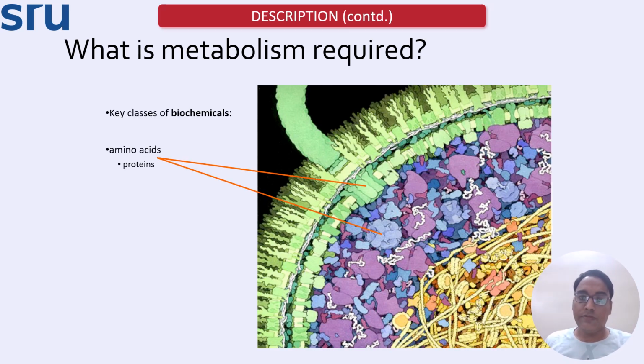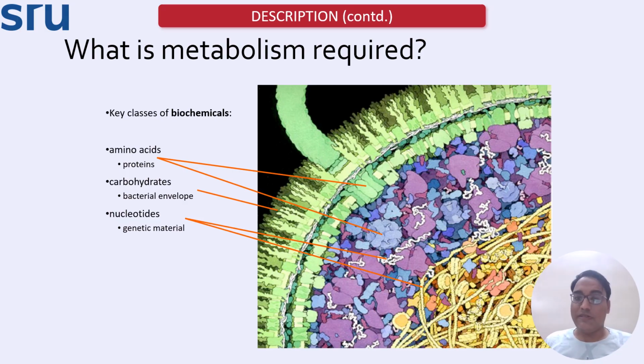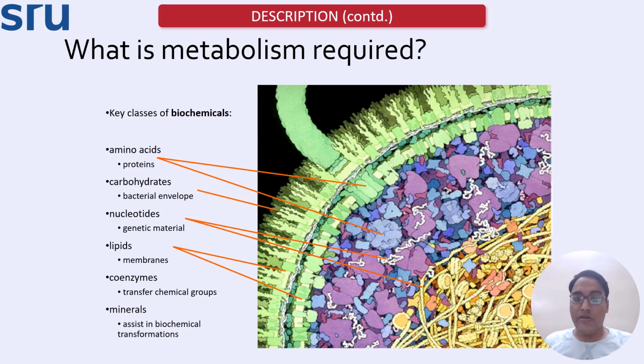See, I'm showing here amino acids and proteins, carbohydrates, nucleotides, lipids, coenzymes, minerals. So many categories of molecules, which are woven together. Nature has woven them together to guide certain functions properly at a proper rate, so that no fluctuations or changes happen. Otherwise, it will lead to fatal damage. All right.